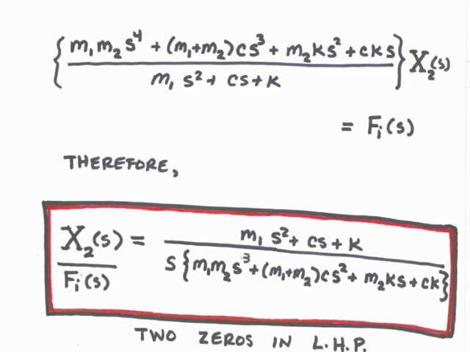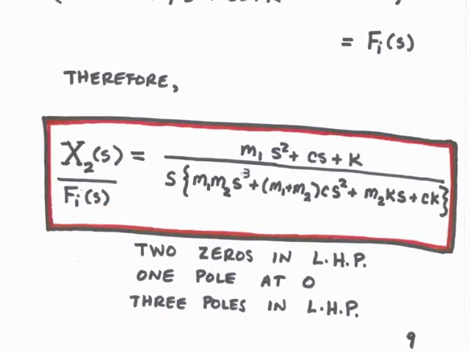And I write that as the ratio X2(s) over Fi(s) is equal to a second order numerator divided by a fourth order denominator. And I note the fact that my fourth order denominator can be factored as an s times a third order term. So we know that this transfer function has one pole at the origin, and it will have three poles in the left half plane, as long as m1, m2, c, and k are all positive, which they will be. The zeros of this transfer function will also be in the left half plane. They're the roots of m1 s squared plus cs plus k.